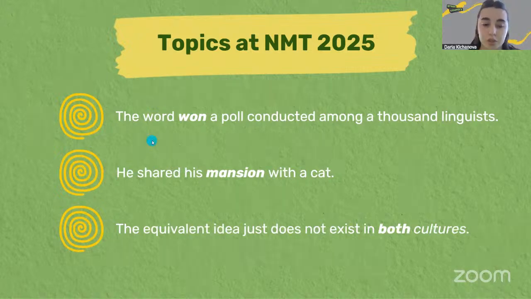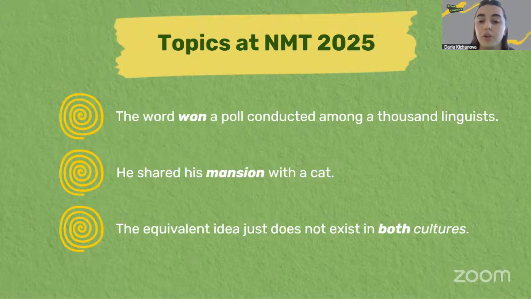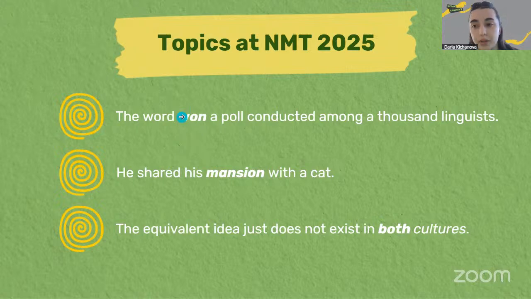Let's start with the first one, and here we have the word one, a poll conducted among 1,000 linguists. So the word one, tell me please, what topic is it? I will help you, it's grammar topic. So could you please write in the chat what grammar topic is it?